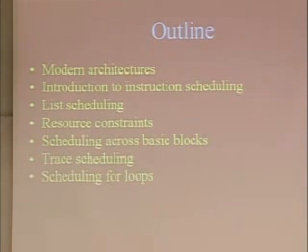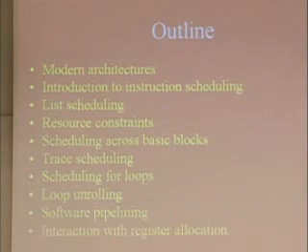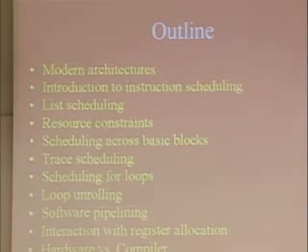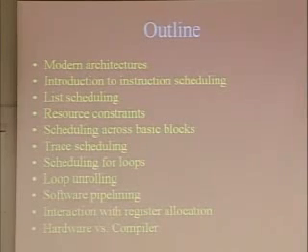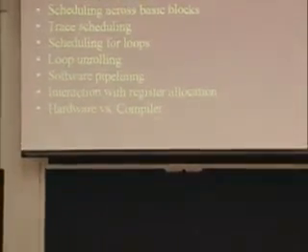And then switch topics a little bit to figure out how to schedule loops, because a lot of times performance is mainly in loops. I will look at things like loop unrolling and software pipelining for loops. And then go a little bit into interactions with register allocation, how scheduling and register allocation interact with each other. And finally, conclude with scheduling done in hardware versus compiler, what the trade-offs are, and what's interesting in there. So this is a lot of things, and hopefully we'll get to about halfway through today.